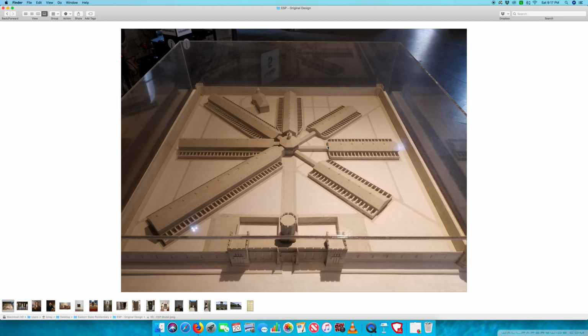1877, 4 new cell blocks are built in between the existing cell blocks. These did not have individual recreation yards, so already by that time we've abandoned, for the most part, individual recreation, so it didn't last that long.